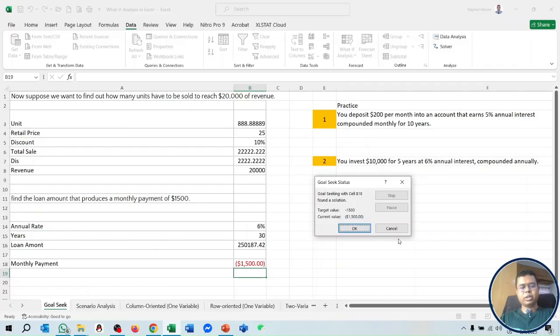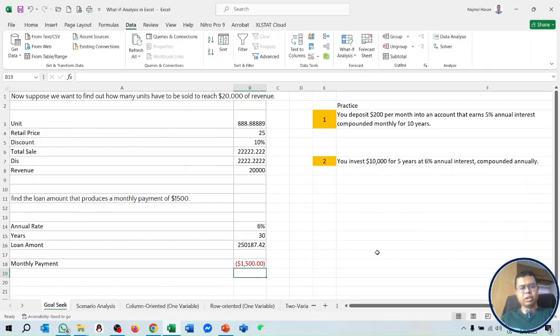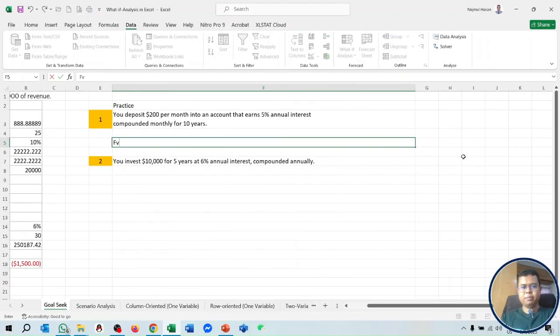So in this way, actually, we can find the loan amount. How much loan amount am I eligible for if I pay $1,500 per month, right? So it's all about the goal seek. By the way, here you will find two practice sheets, practice questions, right? Say, for example, you would like to deposit $200 per month into an account that earns 5% annual interest, compounded monthly for 10 years. So you need to calculate the future value, right?